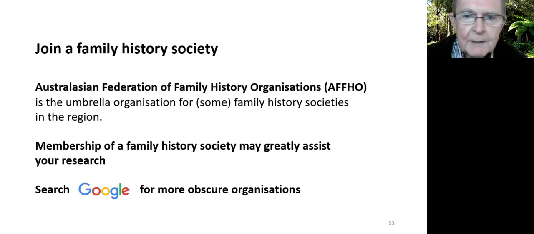If you can't find any particular history society through the Australasian Federation of Family History Organisations, I'd suggest that you Google and put in the name of the town and Family History Society and see if you can find anything.